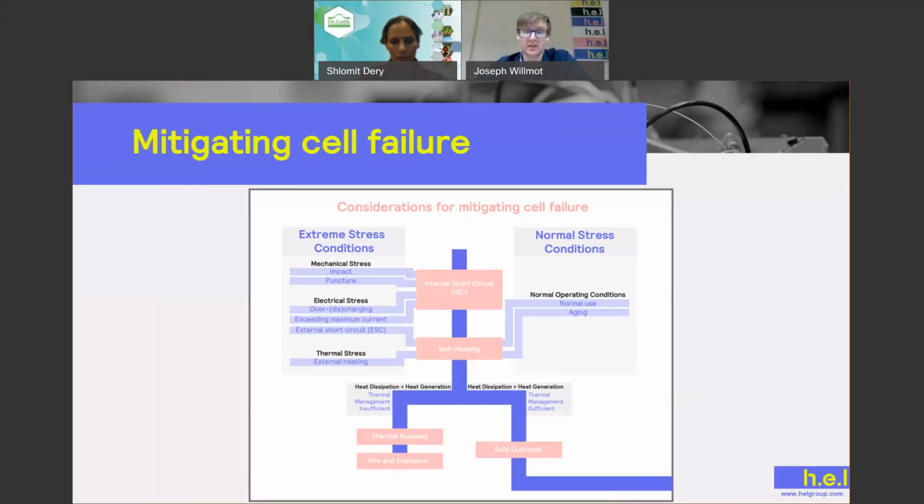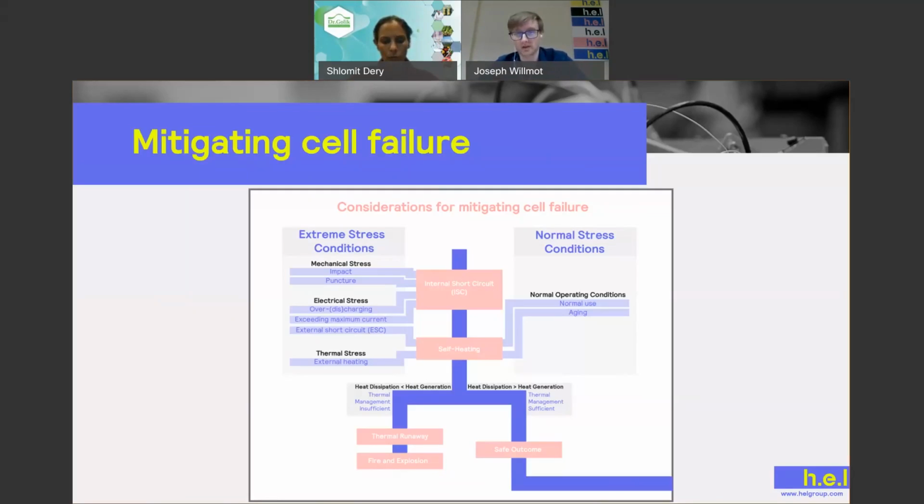How do we test how safe a cell is? Well, the easiest way is to see how it performs under extreme stress conditions. We have mechanical testing, where we have impact and puncture testing. We've got electrical testing, where we take the cell far beyond what it would ever see in its normal lifetime. And then we've got thermal stress testing, which is where adiabatic calorimetry really starts to play its part. We've also got normal stress testing conditions, which will be useful to know, so you can determine the most appropriate lifetime of a battery.